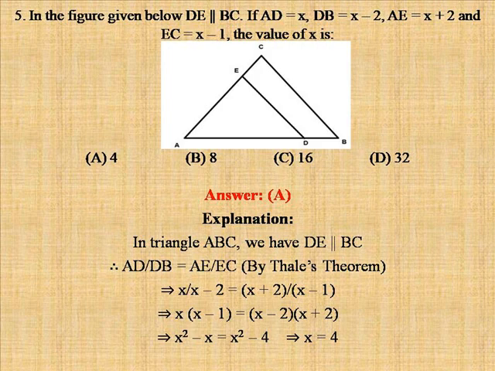You have the explanation for it. In the triangle ABC, you can see DE is parallel to BC, as given. So AD by DB equals AE by EC, which we get from the Thales theorem. Therefore x by x minus 2 equals x plus 2 by x minus 1. Therefore by cross multiplication we get x square minus x equals x square minus 4. So from there the value of x comes as 4, that is option A.